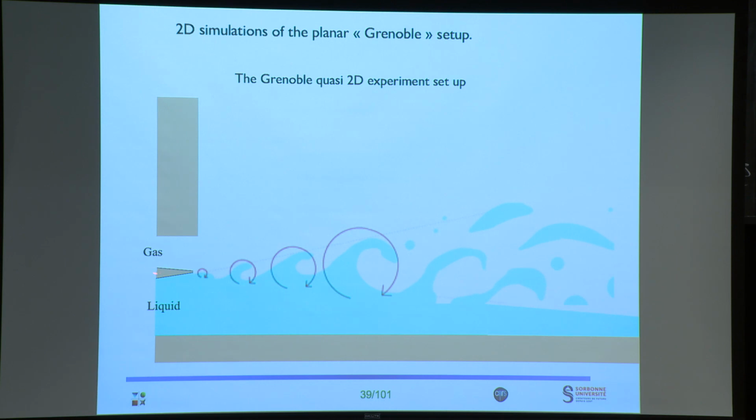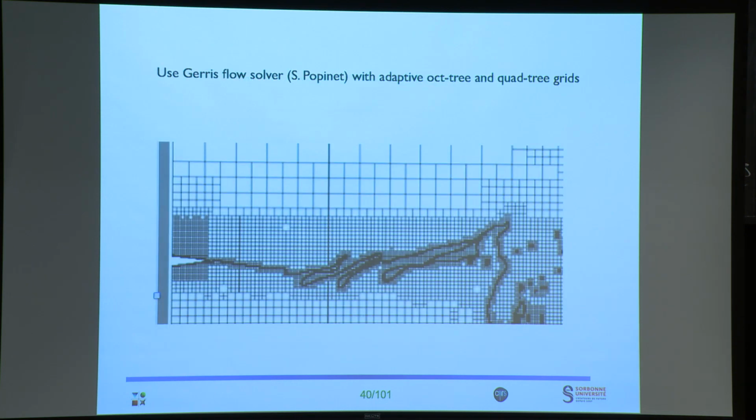So we have the separator plate here. We have this big Kelvin-Helmholtz billows that extracts some liquid sheets out of here. And this is our grid. So the grid is a so-called octree or quadtree grid. So we have square cells which are subdivided until they are fine enough to cover the phenomena we want to study.